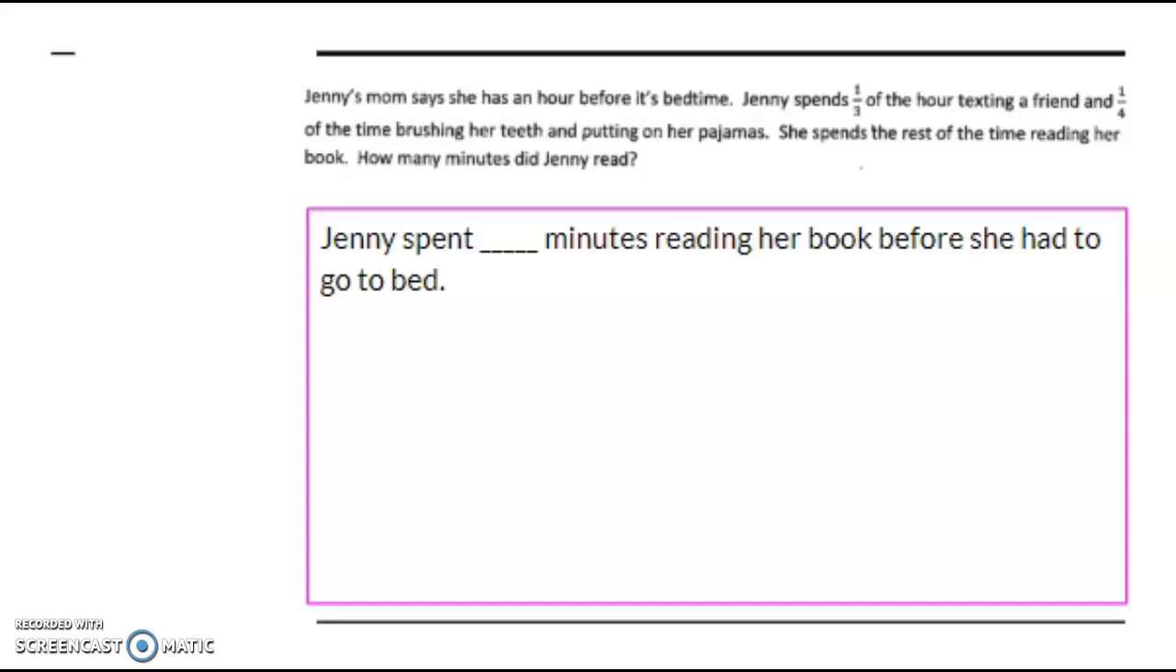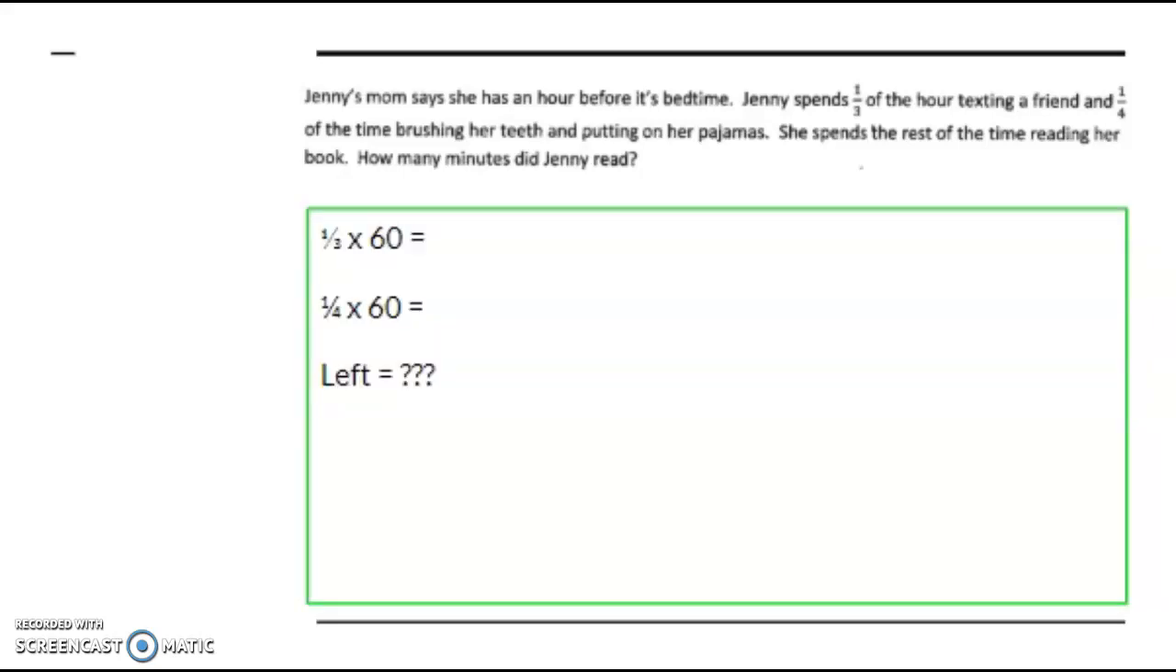So now we get on to the fun part, the math part. Alright, so I have 1/3 of 60 minutes, or 1/3 of an hour, 1/4 of an hour, and what's left is our question mark. Left is our information. So finding 1/3 of 60, you take your 1, you multiply it by 60, you divide by 3, and you're going to be able to come up with your answer. Same thing for 1/4 of 60, and then you're going to have to try and figure out how much we have left. So start with the first one. Go ahead and do 1/3 times 60 for me.